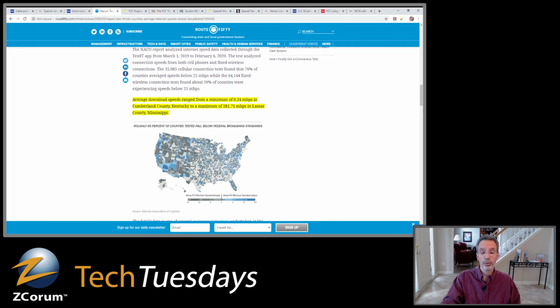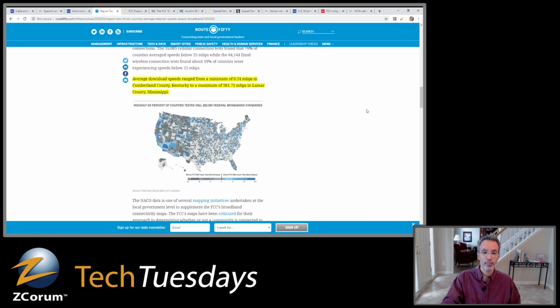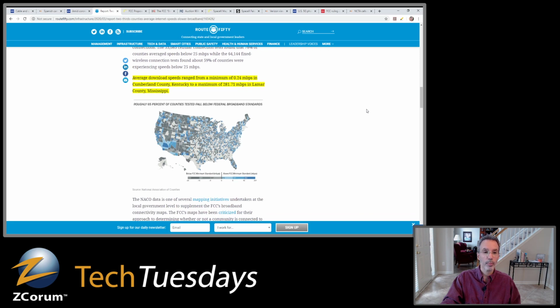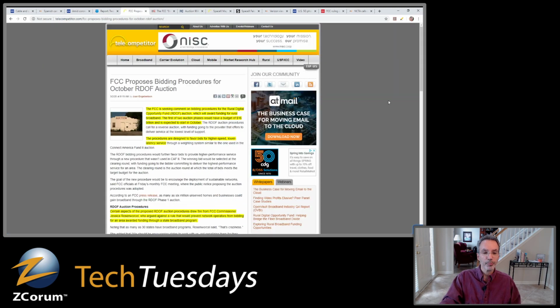And this is interesting too. So here's kind of the range of what they were looking at. The average download speeds range from a minimum of 0.24 megabits per second in Cumberland County, Kentucky. And I'm assuming that sounds like 240K, I believe. Remember when speeds were 240K? To a max of 281.71 megabits per second in Lamar County, Mississippi. So they have great broadband in Lamar County, Mississippi, which is nice to know.